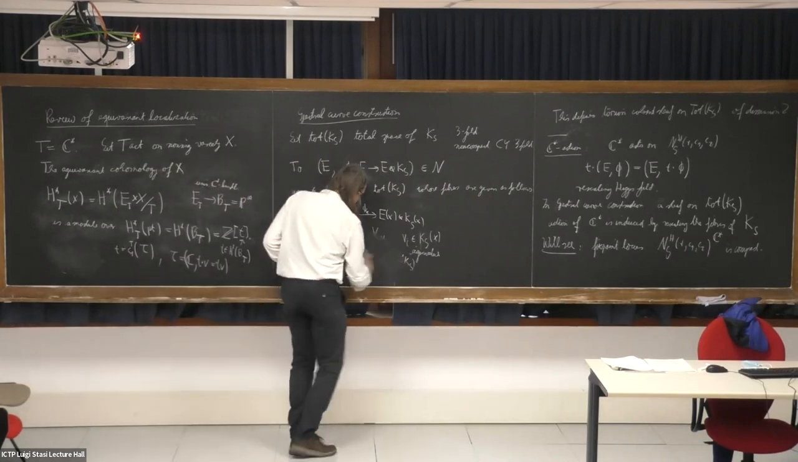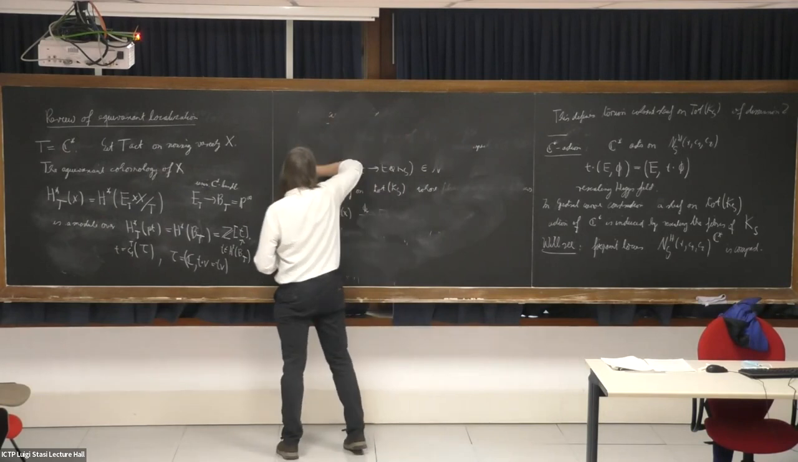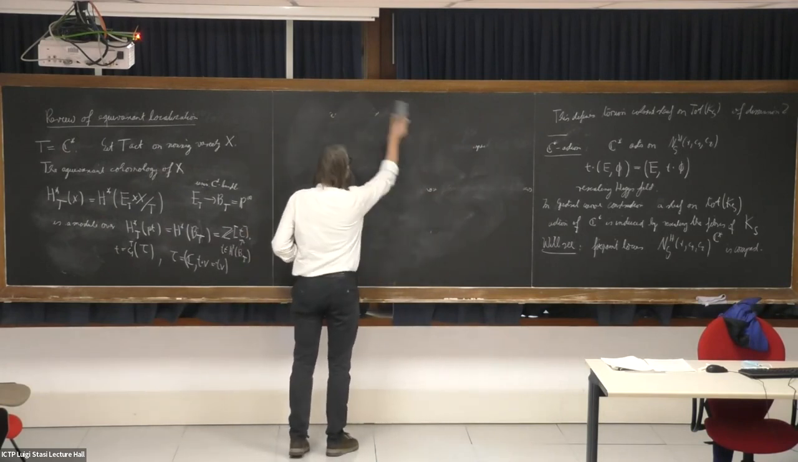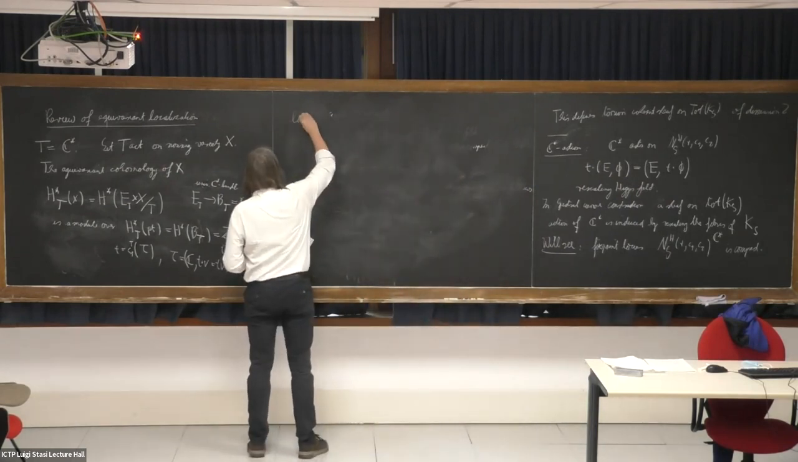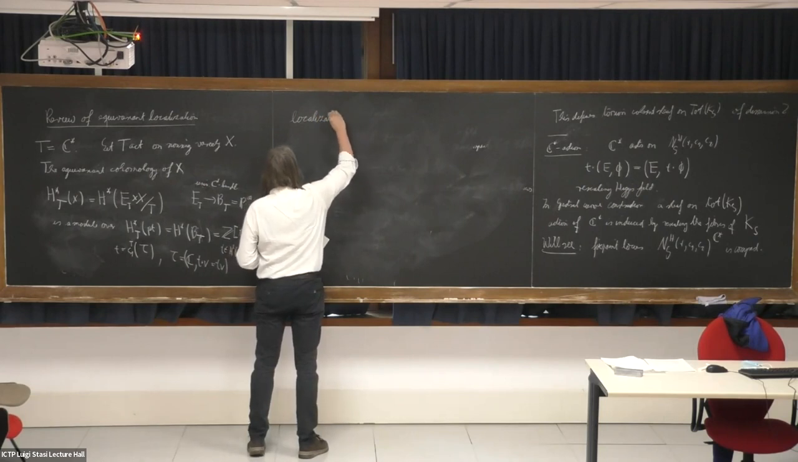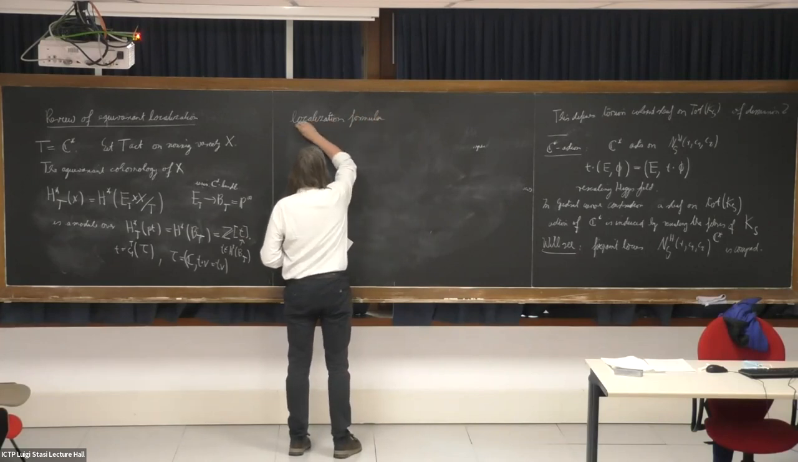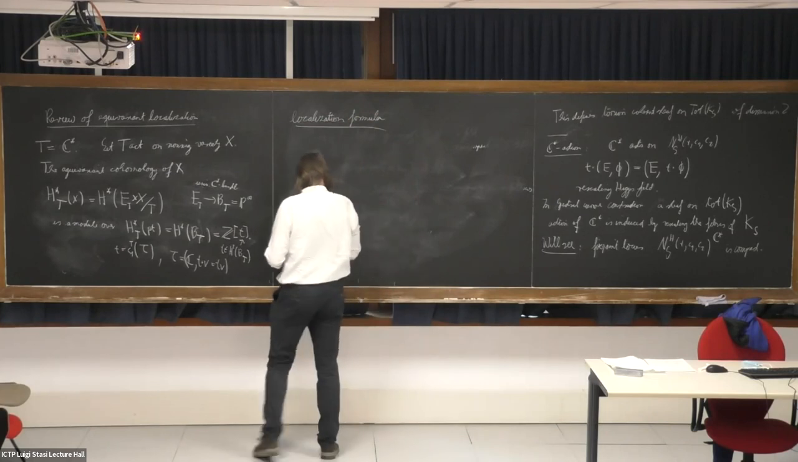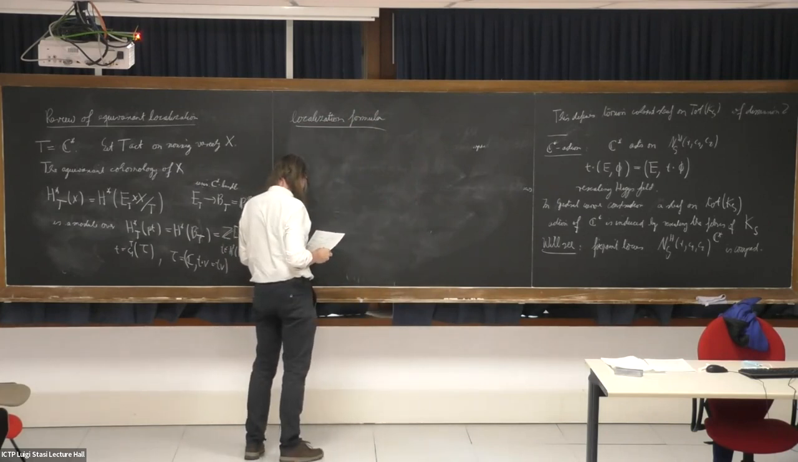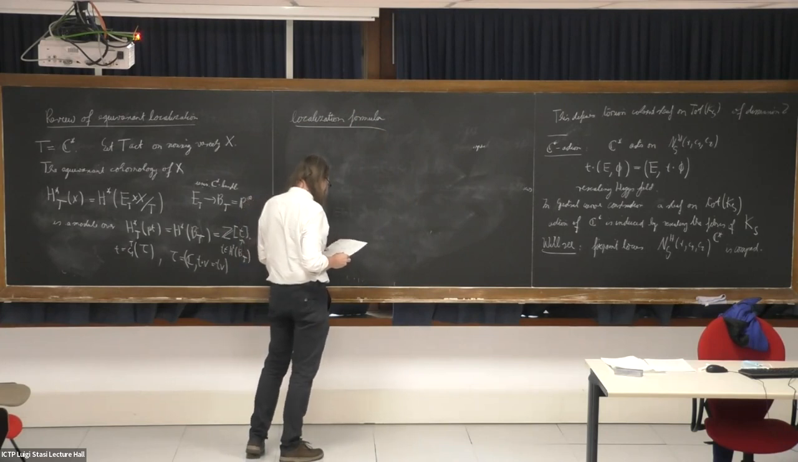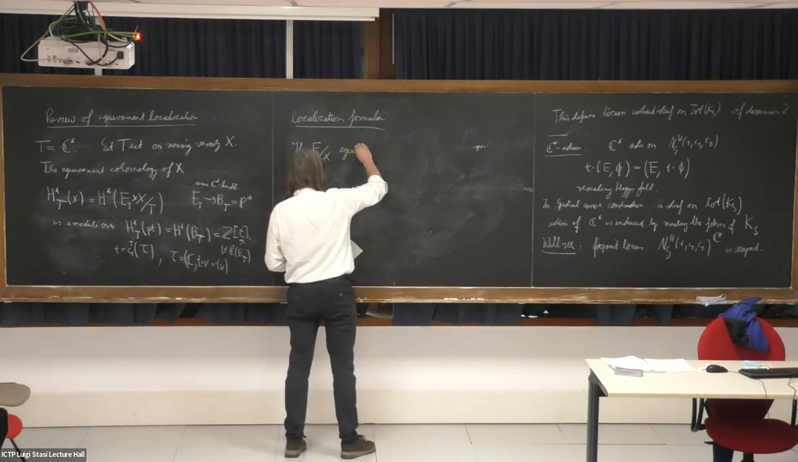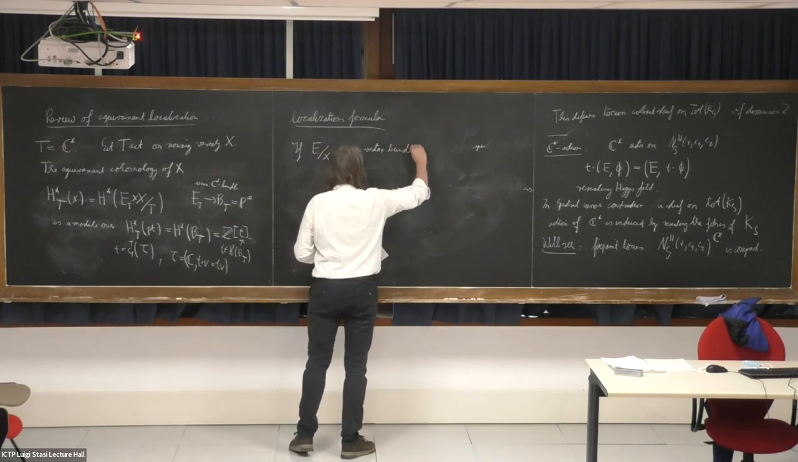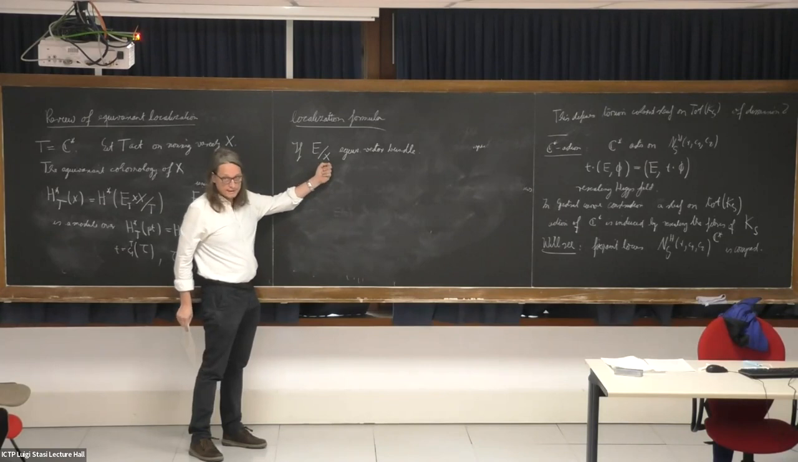Now we want to look at the localization formula. So I first say it in general. If E over X is an equivariant vector bundle, so that is an action, X has a C star action, and we have an action on E which is compatible with the action on X.